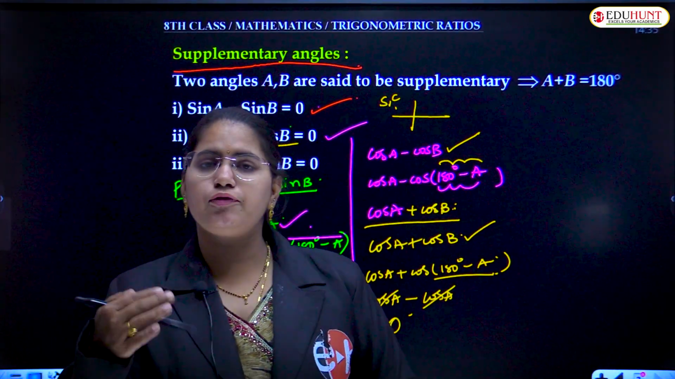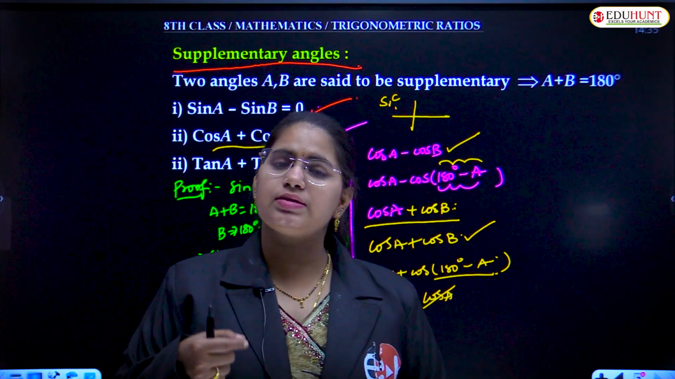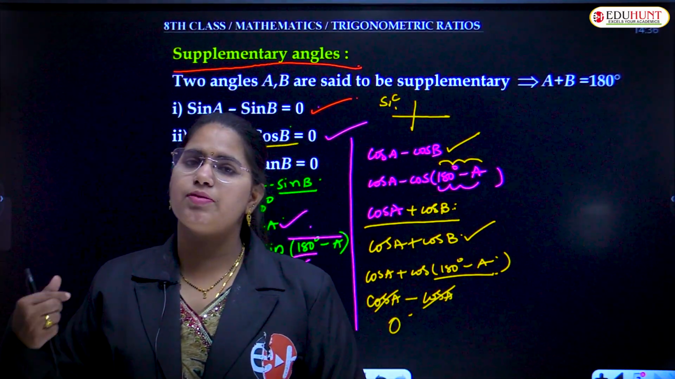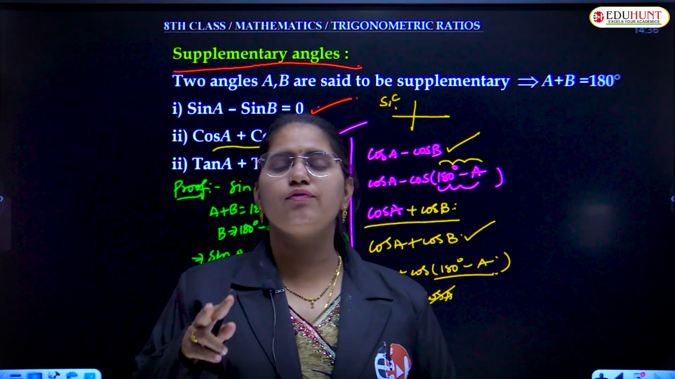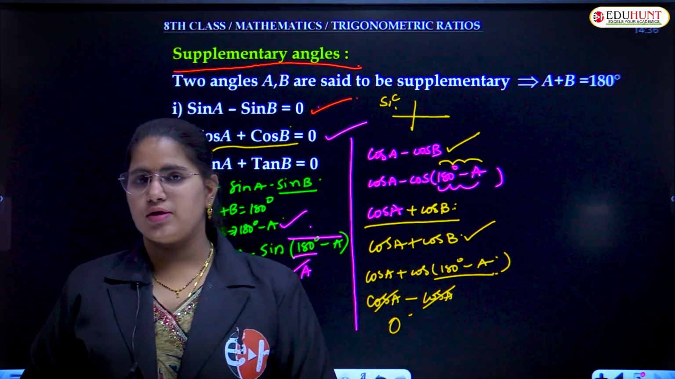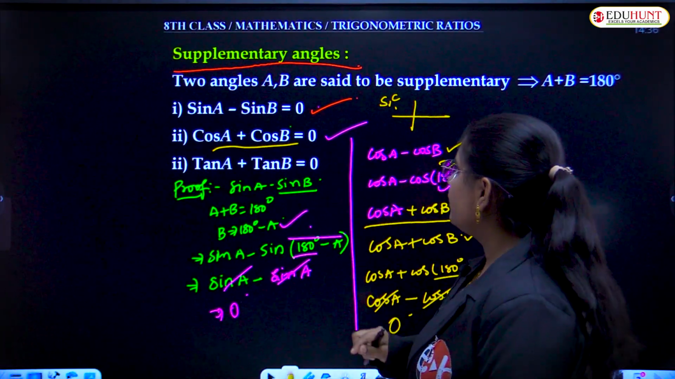So whenever you have two supplementary angles, sin A minus sin B is equal to 0 and cos A plus cos B is equal to 0. Next one. What is my next result?